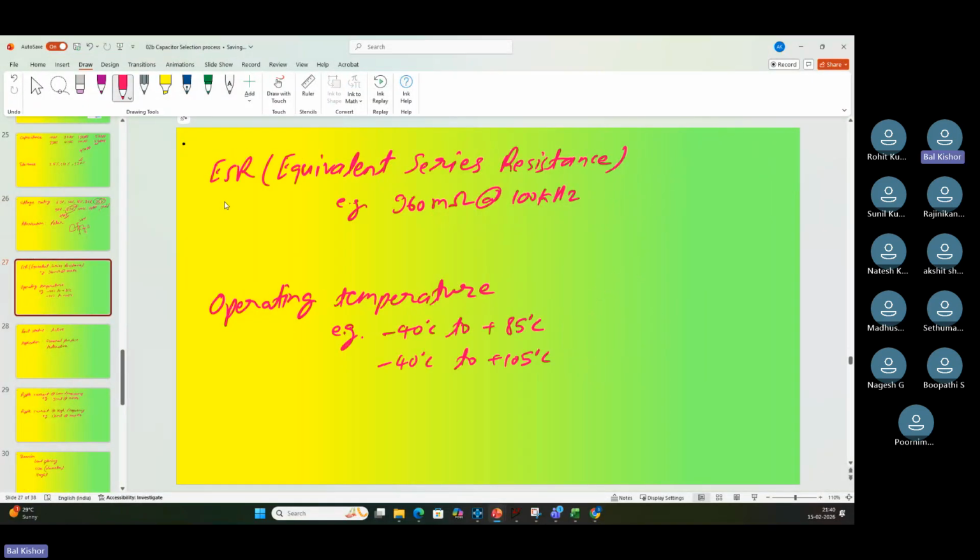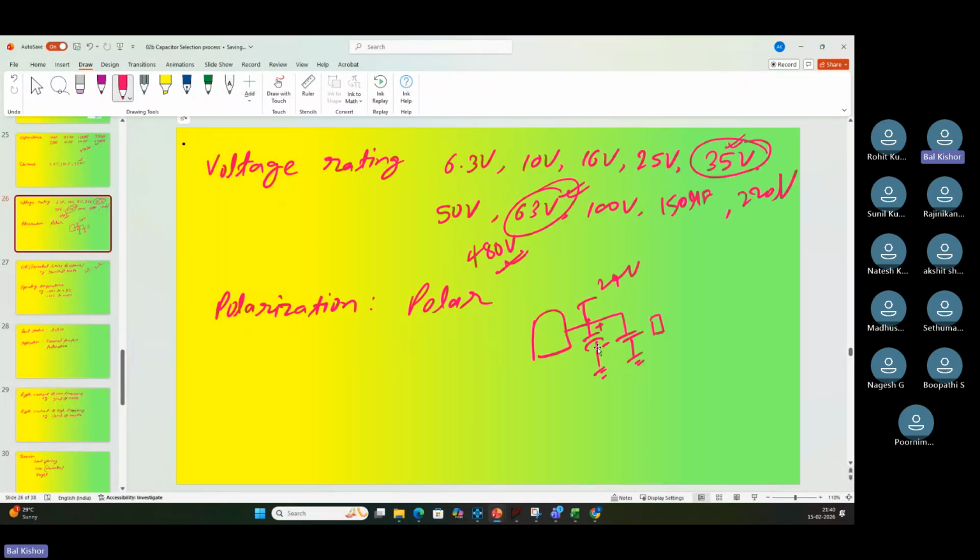And the problem with electrolytic capacitors is their ESR value is very high, like 1 ohm or 2 ohm or something like that. So what we do to reduce the ESR value is, in addition to the electrolytic capacitor, we try to put a parallel ceramic capacitor. So this will actually equivalently reduce the ESR of my circuit.